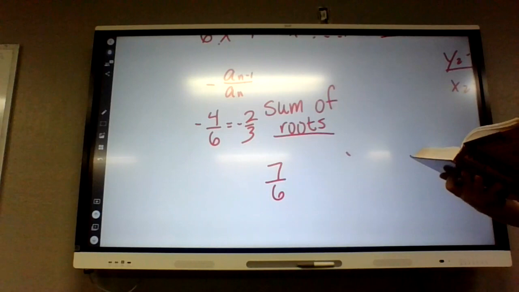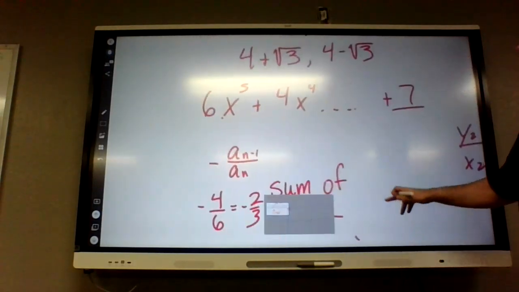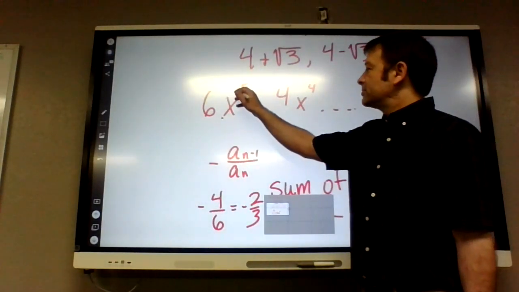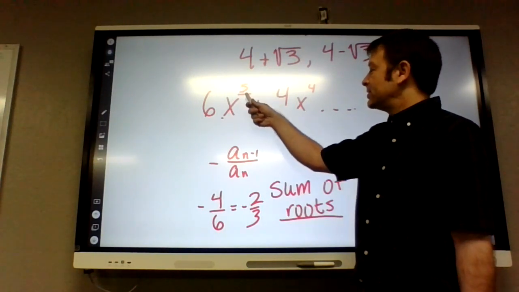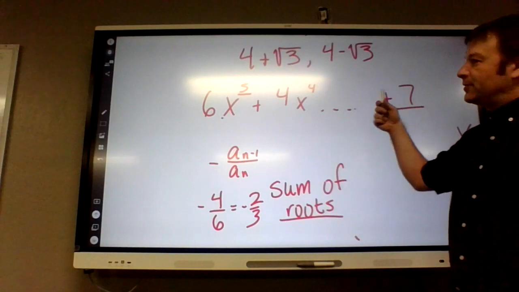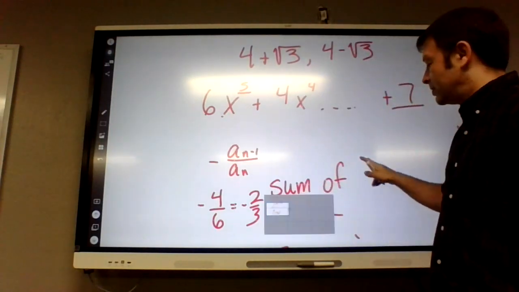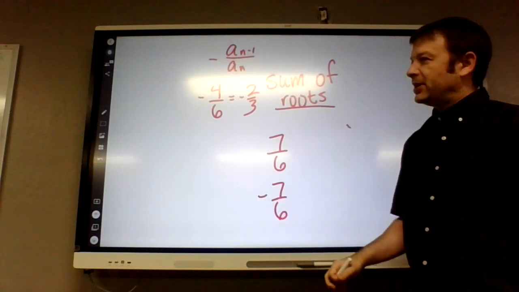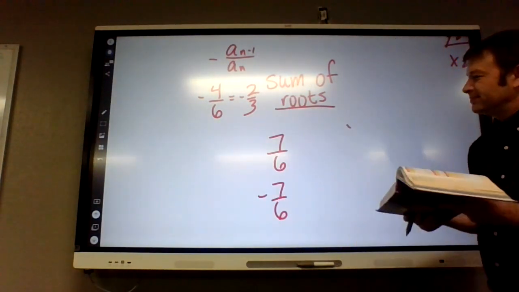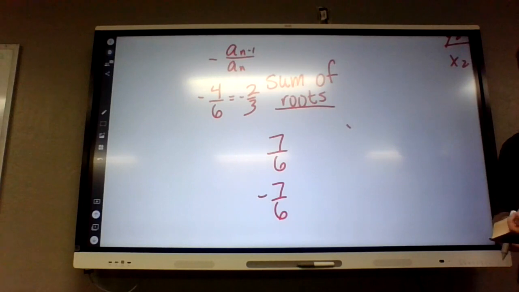Unless the degree is odd, which in this case it is, it would actually be negative 7 over 6 if you have an odd degree. That kind of halfway makes sense. Probably have to do a problem for it to make sense, what they're talking about, a little bit more.